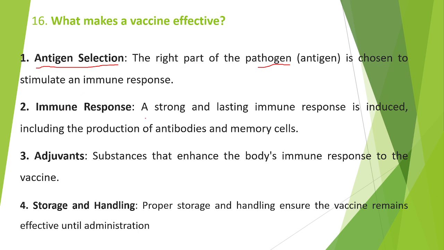Then we have immune response. A strong and lasting immune response is induced. It means a strong immune response is needed, including the production of antibodies and memory cells. Thirdly, we have adjuvants. As we know, adjuvants are substances that are added to increase the immunogenicity. These substances enhance the body's immune response to the vaccine. And then we have storage and handling. There should be proper storage and handling to ensure that the vaccine remains effective until administration.